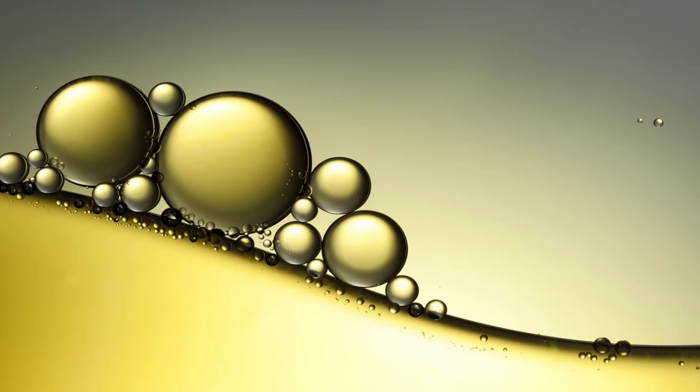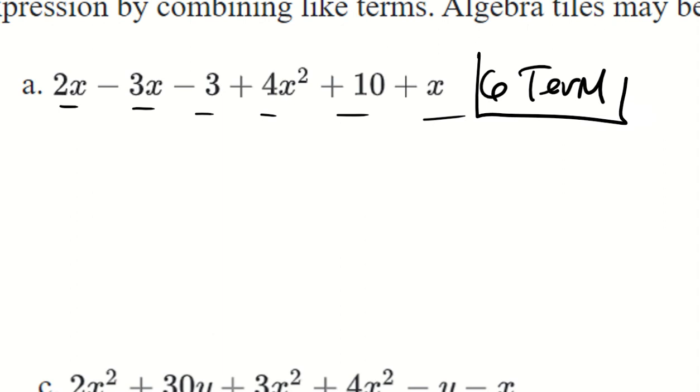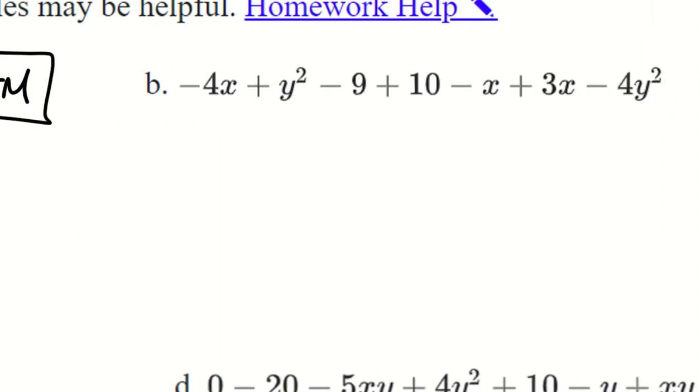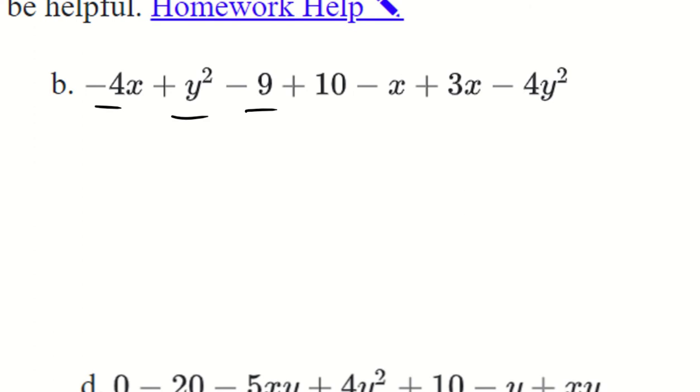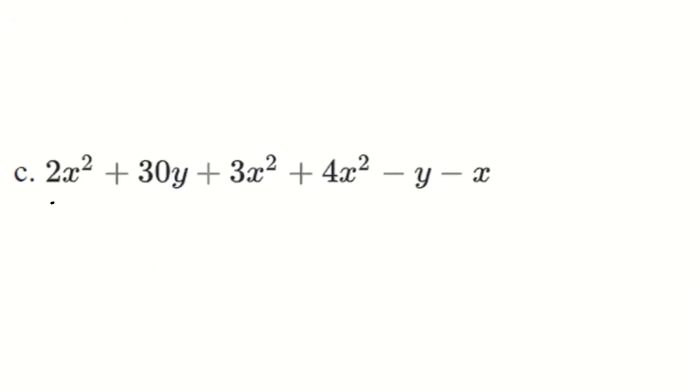Identify the number of terms. So just counting the number of terms. This first one has 1, 2, 3, 4, 5, 6 terms. Some of the terms are like terms, some of them are not, but that expression has 6 terms. If I look at B, it has 1, 2, 3, 4, 5, 6, 7 terms. Again, some of them may be like terms, some of them may not be. C has 1, 2, 3, 4, 5, 6 terms.